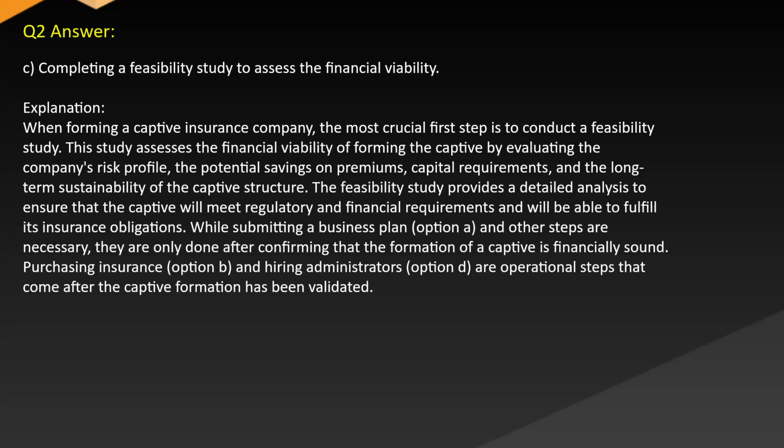Answer: C. Completing a feasibility study to assess the financial viability. Explanation: when forming a captive insurance company, the most crucial first step is to conduct a feasibility study. This study assesses the financial viability of forming the captive by evaluating the company's risk profile, the potential savings on premiums, capital requirements, and the long-term sustainability of the captive structure. The feasibility study provides a detailed analysis to ensure that the captive will meet regulatory and financial requirements and will be able to fulfill its insurance obligations.